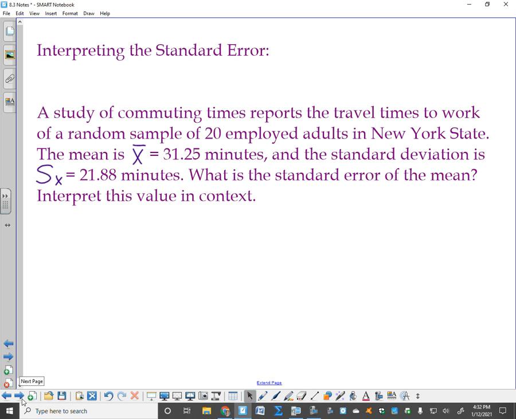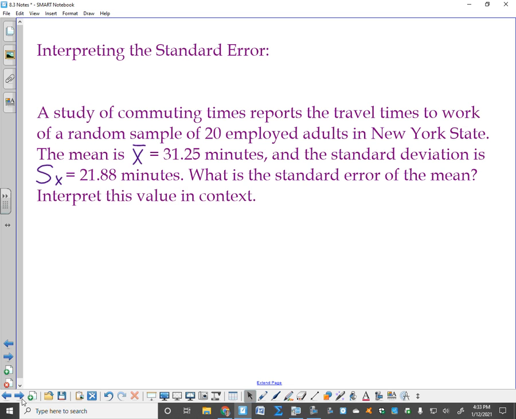So the last thing is interpreting the standard error, and I don't know if it's because this is the last slide of the notes that people just run out of steam, but people really struggle with writing this sentence, interpreting the standard error. All right. A study of commuting times reports the travel times to work of a random sample of 20 employed adults in New York State. Oh my gosh, this is like from chapter 2. The mean X bar is 31.25 minutes and the standard deviation is 21.88 minutes. What is the standard error of the mean? And interpret this value in context.